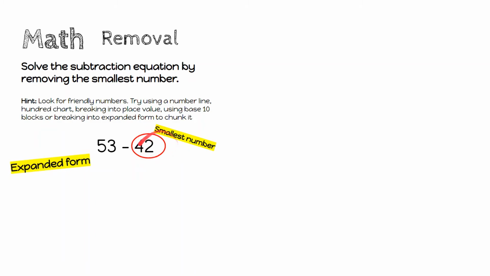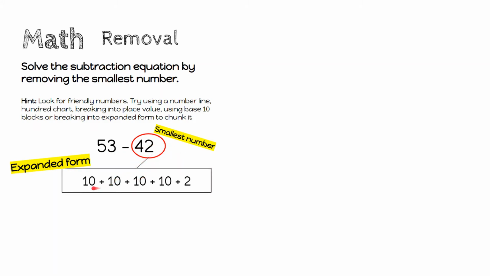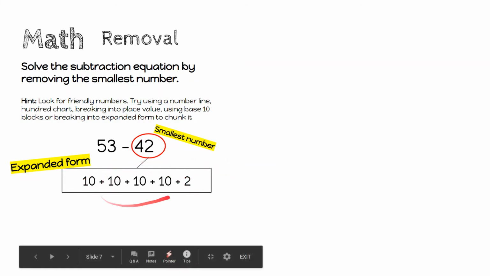So first we are going to write 42 in expanded form. Expanded form looks like this. 10 plus 10 plus 10 plus 10 to make 40, and we have 2 1s to make 2. So 10 plus 10 plus 10 plus 10 plus 2 is 42. It's the same number. The number doesn't change. We are just breaking it up into smaller bits, into its expanded form, so that it's easier for us to subtract it from 53.